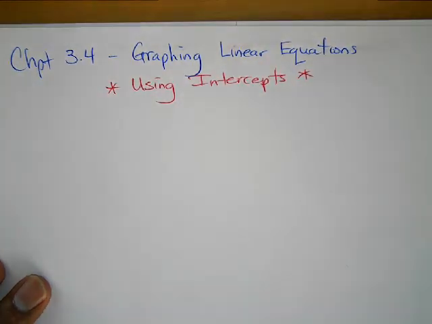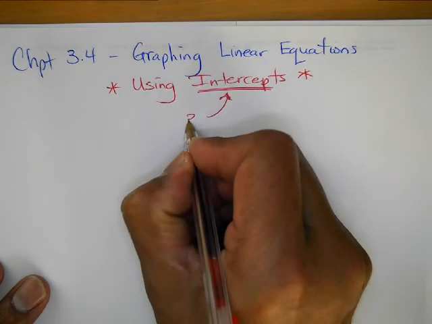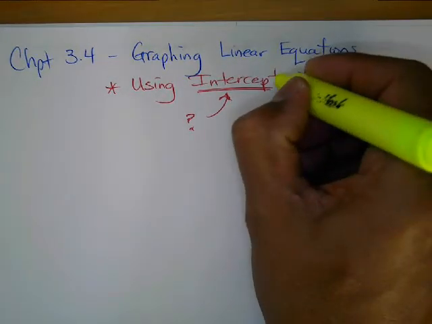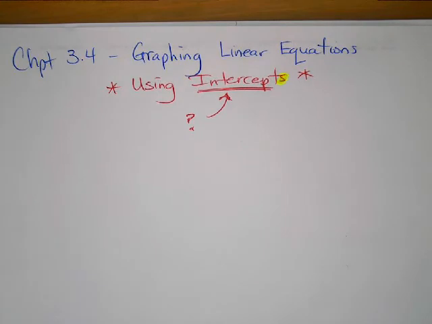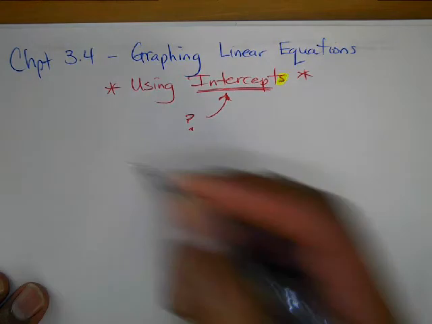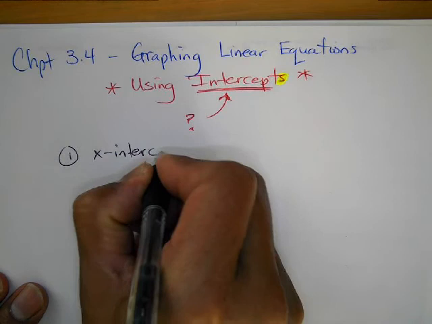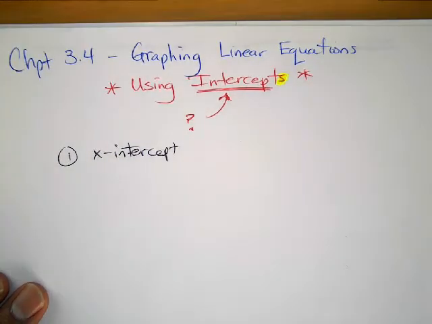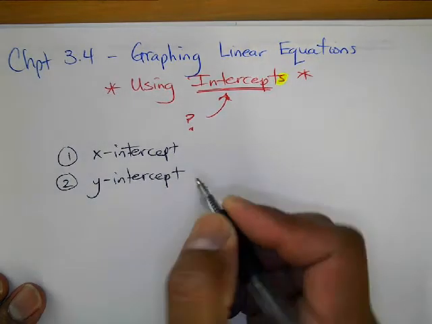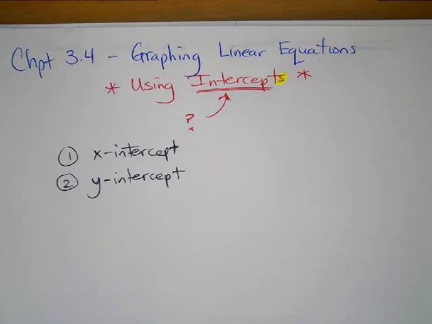So the question is, what are intercepts? Well, notice that it's plural. There's an S, which means two or more, but I'm telling you there's two. There's going to be an X intercept, which you're going to have to find, and a Y intercept. There's one for the X and one for the Y.